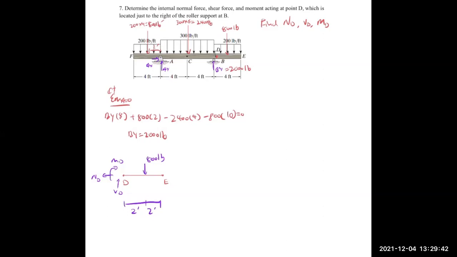You can just simply take a moment about point B. Okay, and we know that this moment is going clockwise, so it will be negative, and then minus the 800 pound force multiplied by the perpendicular distance of 2 equals 0. And then we got that our MB will be equal to negative 1600 pound-feet. And then if we convert to kip-feet, it will be negative 1.6 kip-feet.